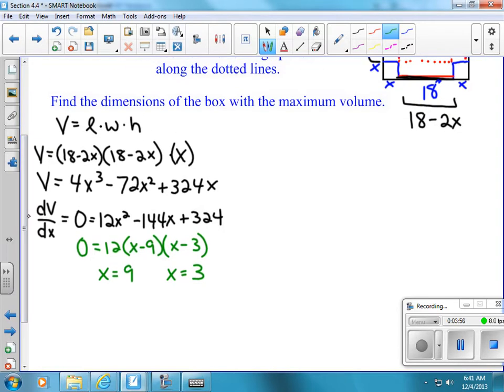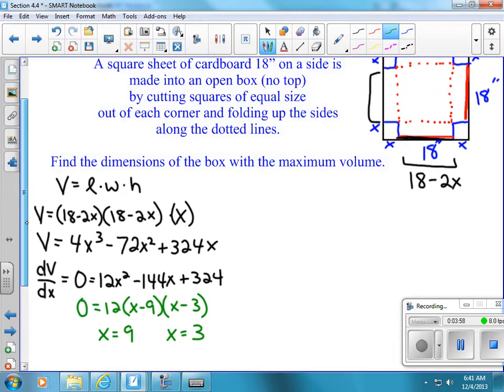All right, well, let's take a look. Now, we've got 2 answers of where we might have a maximum. Let's take a look at what happens if you plug a 9 into the 3 sides. Remember, we have length is 18 minus 2x. We have width is 18 minus 2x. And we have height is x. So these both work for x. What about if we plug a 3 into this? We get a good number.